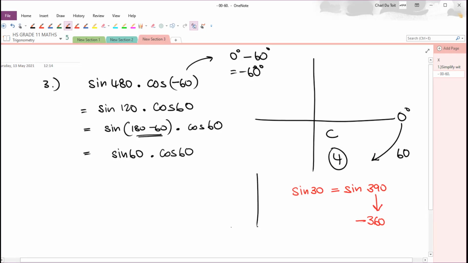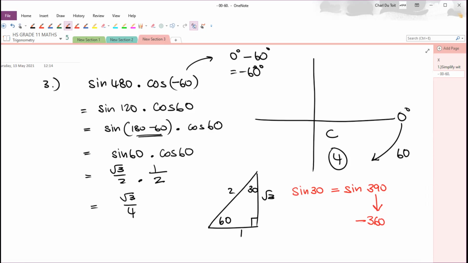And now I have to draw my special triangle, 60, 30 degree, 1, 2, √3. So now sin of 60 is opposite over hypotenuse times cos of 60 is adjacent over hypotenuse. Then I get √3/4. That isn't too difficult. Would you be able to do that? Yes, sir. Okay, cool. One more thing, and then we're going to do simple examples, and then I'm going to show you how to work with 90 and 270.